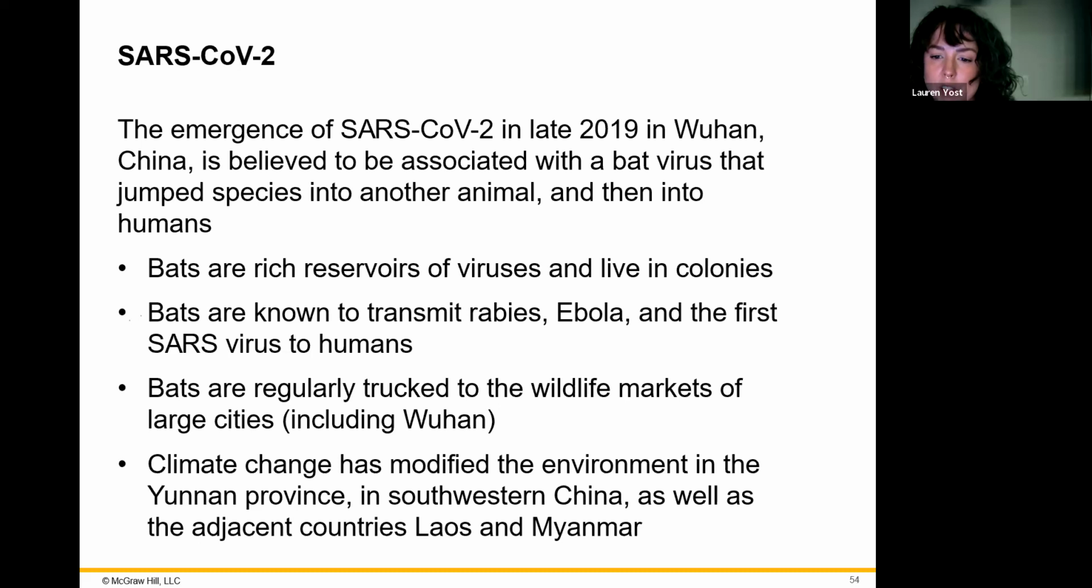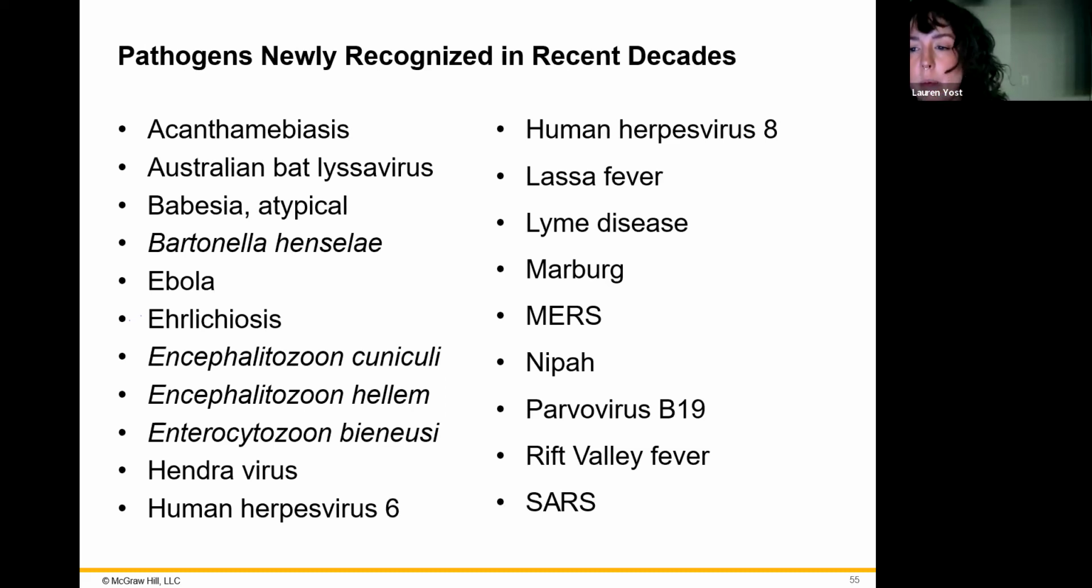Okay. SARS, we think it came from bats. You know, you have your own opinions on where you think it came from. I already kind of said what I feel like. So these are some newly recognized diseases in recent decades.